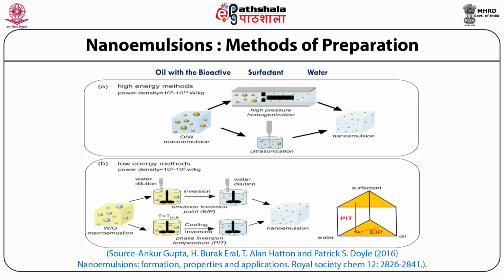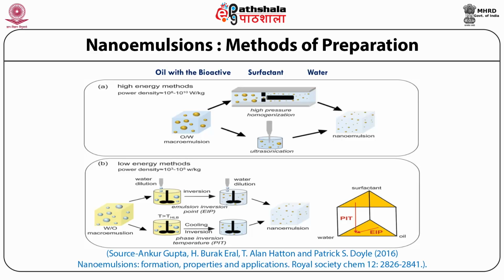Whereas, on the other hand, the high pressure homogenizer has a channel through which the macroemulsion passes, and due to high pressure, the size breaks down into nanoformulations. The low energy methods are the emulsion inversion point and the phase inversion temperature. In the example depicted in the figure, example B is a water in oil macroemulsion which undergoes a phase inversion at a certain temperature, wherein water in oil becomes an oil in water nanoemulsion.